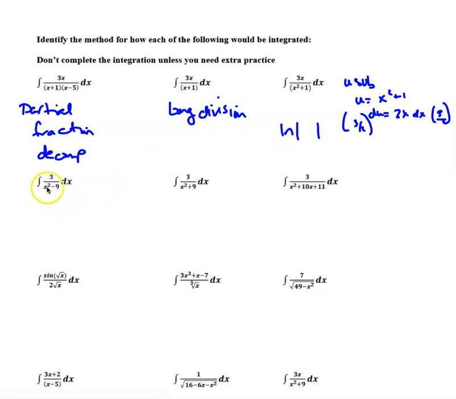Next, you have x squared minus 9 in the denominator. So this one is factorable into linear factors. So we are going to be able to use partial fraction decomposition.